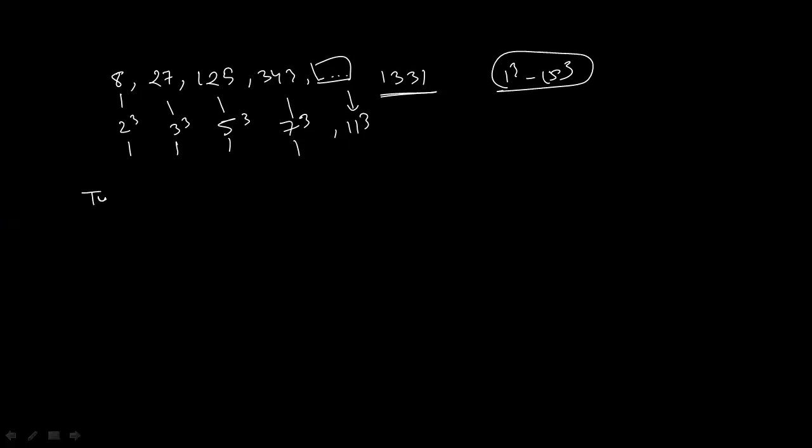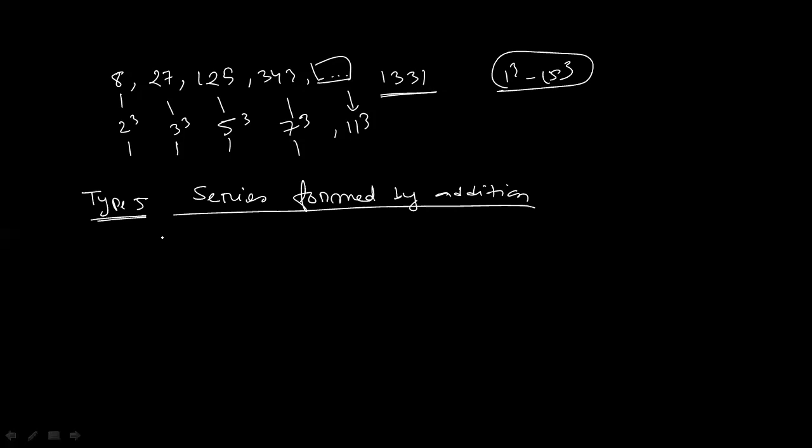Now type 5. So what will be the type 5? Type 5 is your series formed by addition. Series formed by addition. Now if you look, let me discuss one example. Suppose 12, 13, 15, 17. So you have to find the next number.